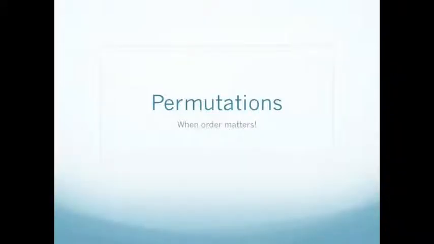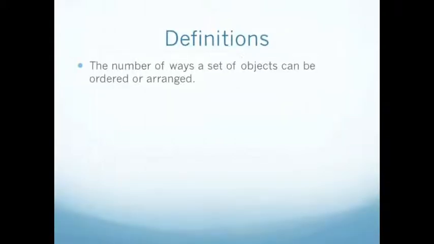Hi, this is Jiaming, and today I'll be teaching you about permutations, which is a form of combinatorics when order matters. Okay. First, let's go through the definition. A permutation is the number of ways a set of objects can be ordered or arranged. To see this more clearly, we will look at an example.